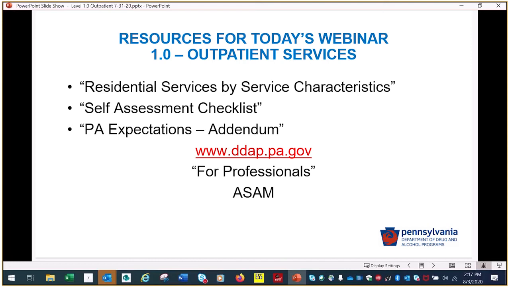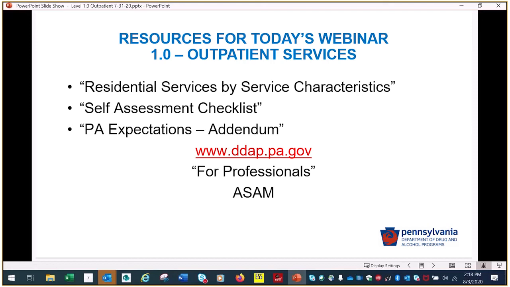I would encourage you to have the reference documents available during this presentation, since we will be doing a high-level review of them. The documents were previously sent out via DDAP's listserv on July 20th, but they are also available on the DDAP website. If you need to access them from the website now, you can locate them by going to the same website, www.ddap.pa.gov, then by clicking on the For Professionals tab at the top, and then navigating to the ASAM transition page.